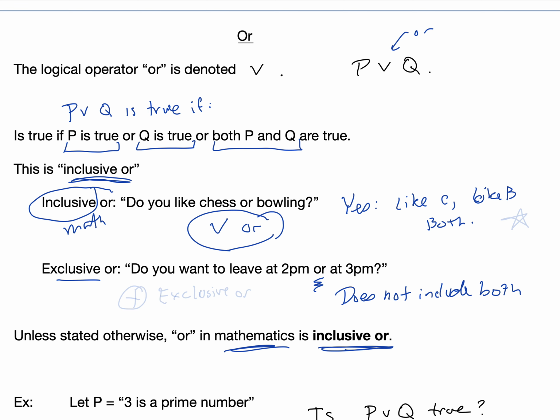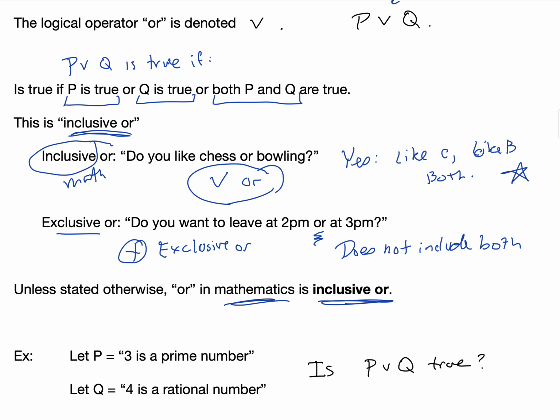And if we're talking about exclusive or, there are different symbols for that. One is like a plus sign with a circle around it, which would be exclusive or, but we won't use that too much in this course. So unless stated otherwise, we mean the do you like chess or bowling situation? You could say yes for chess, yes for bowling, or yes for both.